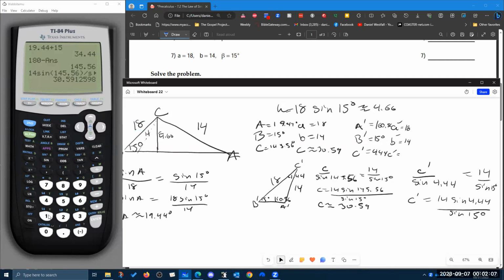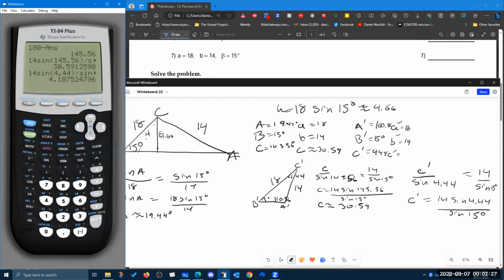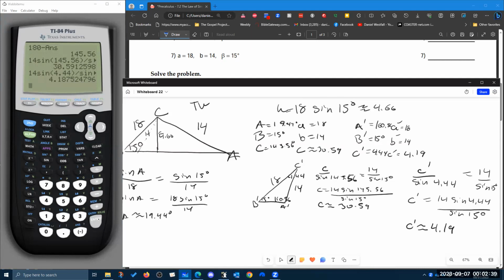So this is going to be 14 sine of 4.44 divided by sine of 15, which is going to be 4.19. And we had two triangles here.